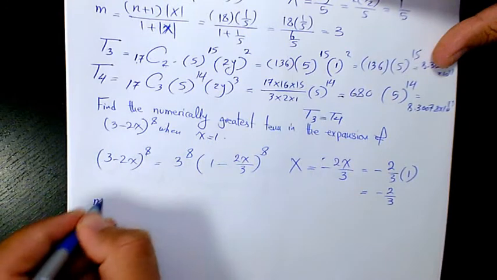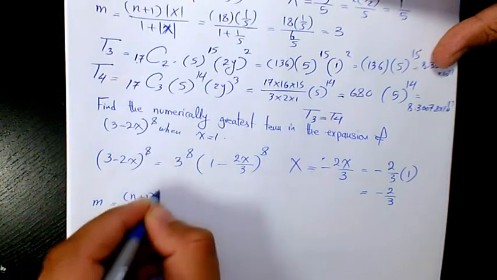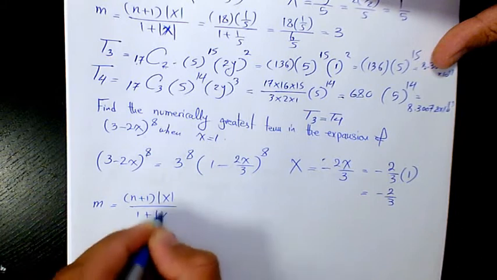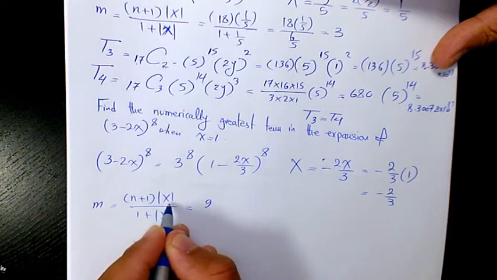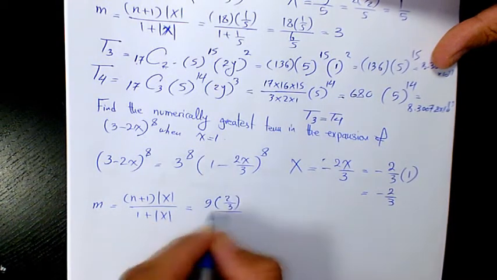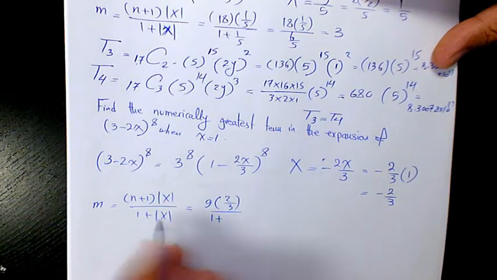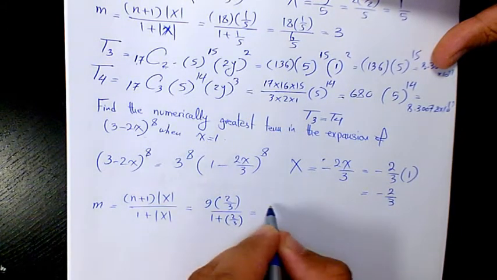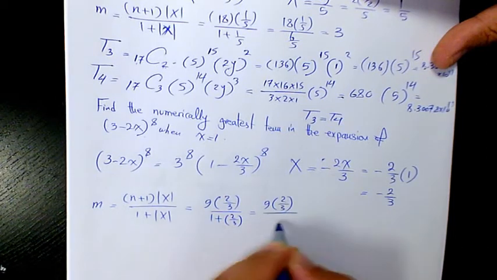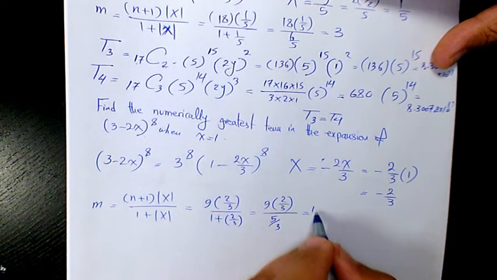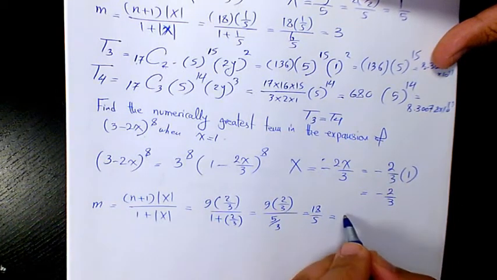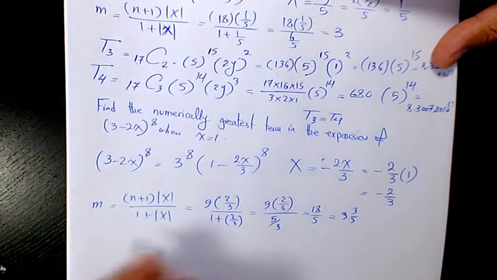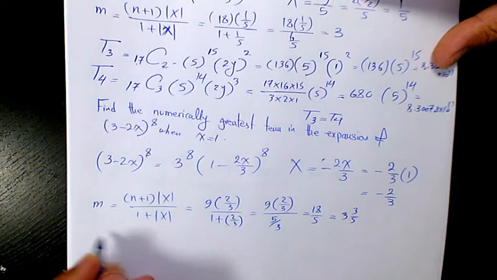Now if we want to find m, it is (n plus 1) times the absolute value of X over 1 plus the absolute value of X. n plus 1 is going to be 9. The absolute value of X is 2 over 3. 1 plus the absolute value of negative 2 over 3 is 5 over 3. That's 9 times 2 over 3 divided by 5 over 3, which is 18 over 5. Since it's not an integer, we need to find the integral part, which is going to be 3. So 3 plus 1, t4 is going to be the numerically greatest term.